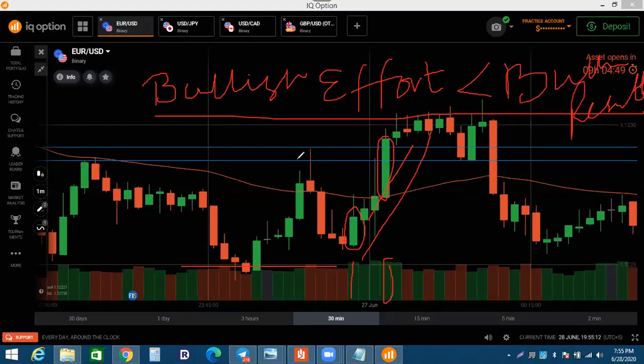When the candlestick closes on the resistance level, that is a round number, you will find the trend is going to change here. This concept, now you understand. This concept, bullish effort is less than the bullish result, is a concept of markup. In the markup, you find the bullish effort is less than the bullish result. That is a sign that the trend will change direction in the near future.